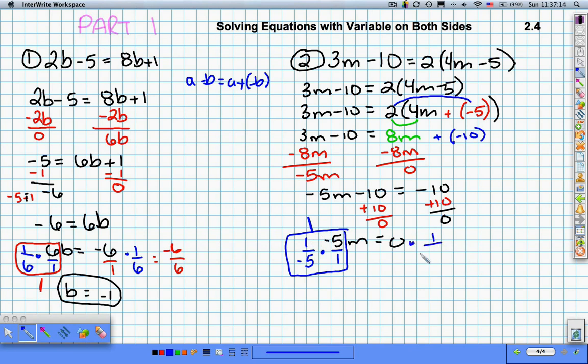Got to multiply over here. So we still end up with m, but this time 0 times -1/5 is just in fact 0. And 0 can be an answer. If we were to substitute this back in here, we would get a solution. So notice on this one, number 2, we had to use distributive property first before we could start combining like terms. And over on number 1, we could start combining like terms after we figured out which side to move our terms on.